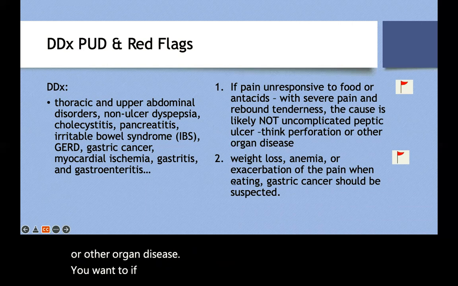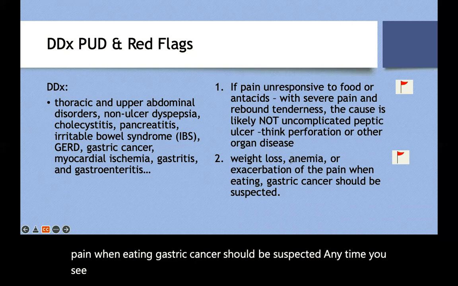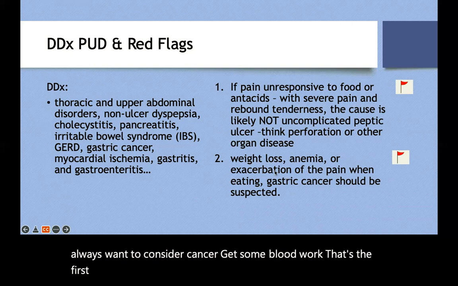If you see weight loss, anemia, or exacerbation of the pain when eating, gastric cancer should be suspected. Okay. Anytime you see weight loss and anemia, you always want to consider cancer. Get some blood work. That's the first step. Get blood work immediately.